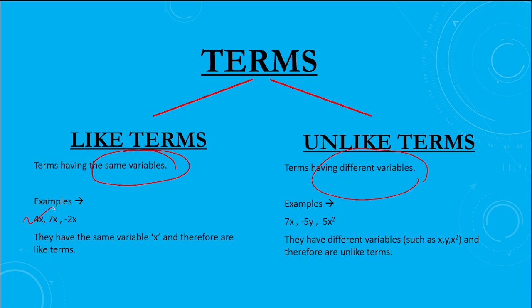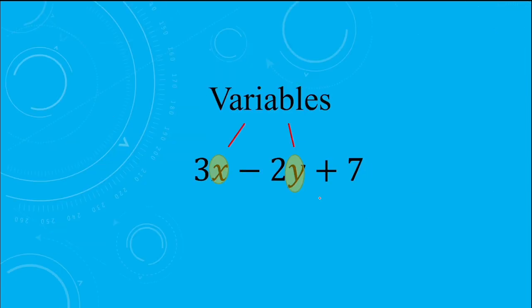Example: 4x, 7x and minus 2x. Here the variables are the same. Yes or no? That's why they are like terms. Okay. But in this example, 7x, minus 5y, 5x square, the variables are different. That's why they are unlike terms. Understand? Now the next concept, that is variable.